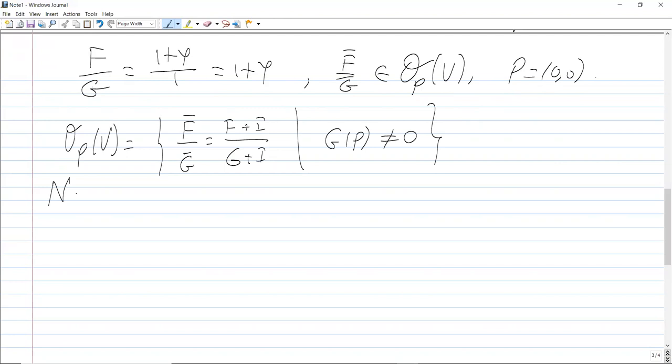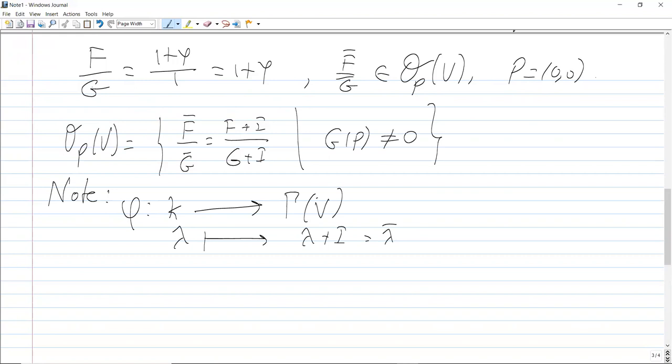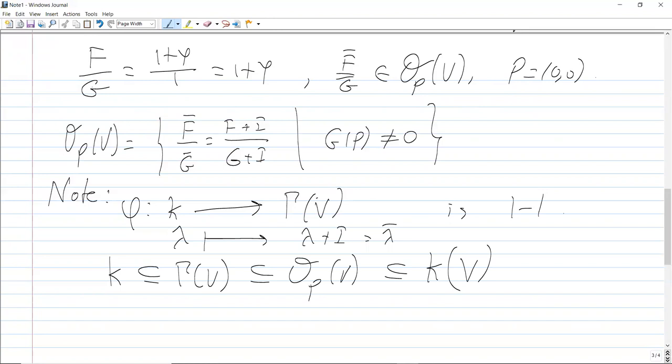Note that if you define a function from K into the coordinate ring, taking lambda to lambda plus I, namely lambda bar, this is one-to-one, so we can see this is a ring homomorphism. So we can see K as a subring of Gamma(V), and this is also inside O_P(V), and this is inside the ring of all rational functions.